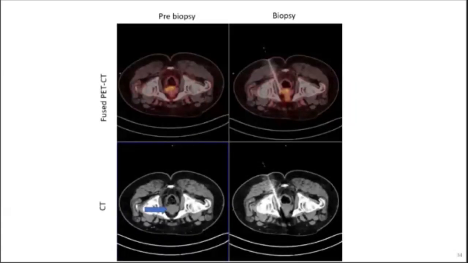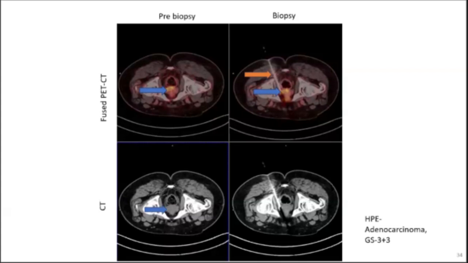In the axial CT image, we can see mild prostatomegaly. Fused axial PET CT image reveals a metabolically active region in the left peripheral zone of prostate. Biopsy was taken from the region of the highest SUV. Histopathological examination turned out to be positive for adenocarcinoma, Gleason score 3+3.